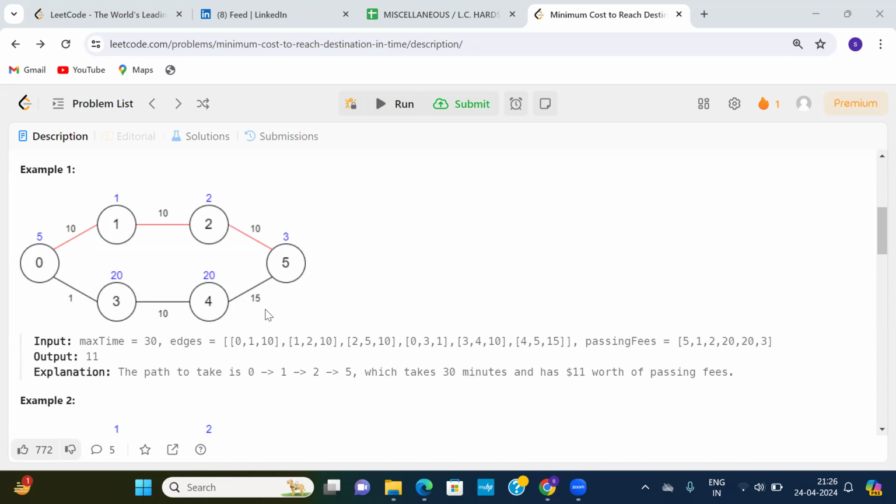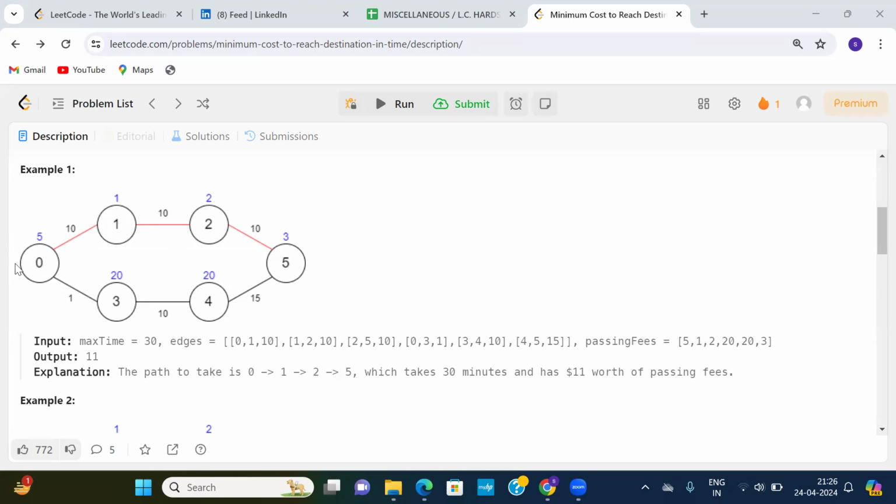One is 30, one is 26. The max time allowed is 30. So both are not exceeding the max time, and both do not exceed the max time. So now we want to minimize the cost. The one which requires less cost will be our answer. So let us see how much cost is required for this one. It is 5 plus 1, 6, plus 2, 7, plus 3, 10.